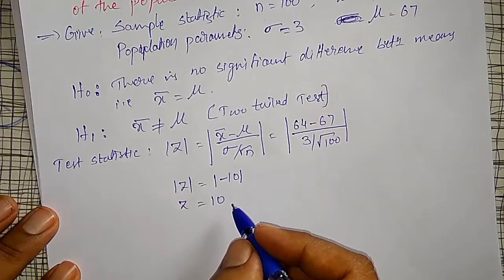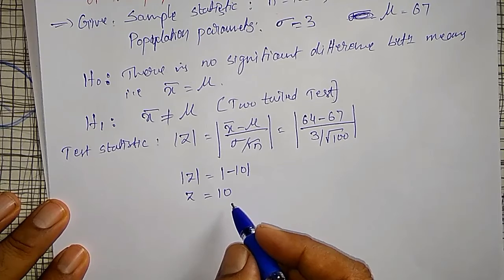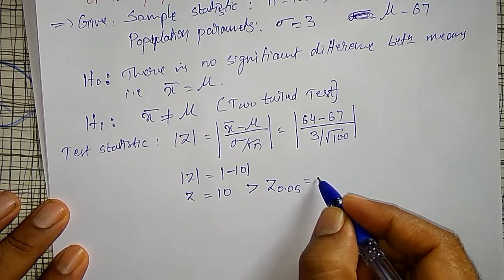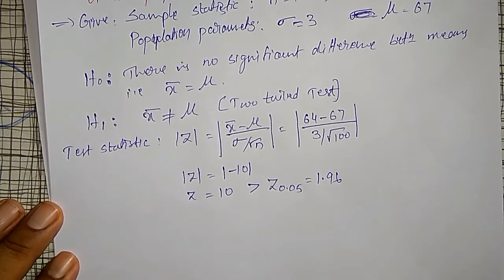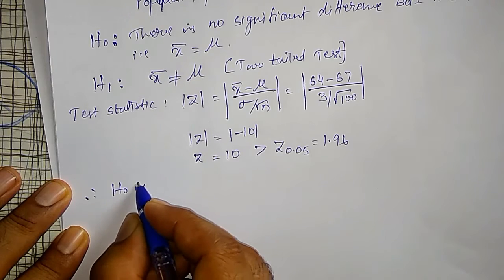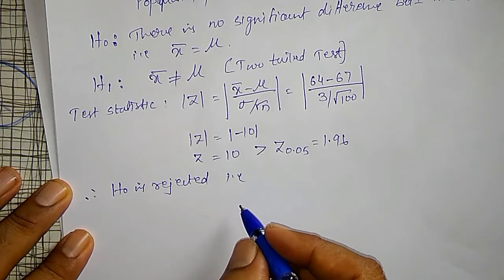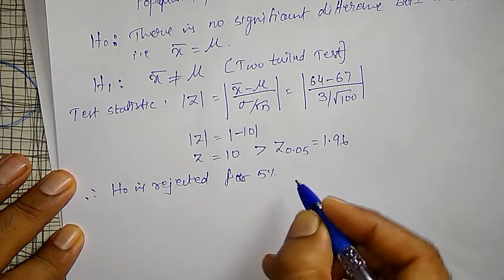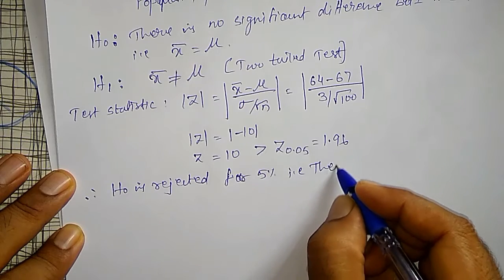We have to compare this one with the critical values. What are my critical values? For 5% only they were told, which is again much more greater than, for 5% level critical value it is 1.96. It is much greater than that. It is lying in the rejection region. Therefore H0 is rejected for 5%. That is there is a significant difference.